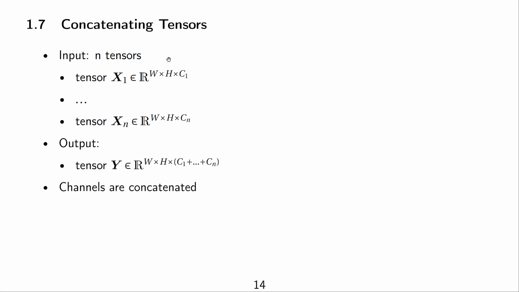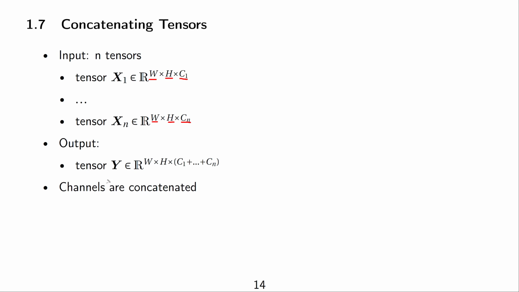Tensor concatenation has n tensors that agree in the spatial dimensions. So we have the first tensor has width and height, and all the way down to the nth tensor, they have the same width and the same height. However, the number of channels can differ. So each of the tensors, x1 to xn, can have a different number of channels.